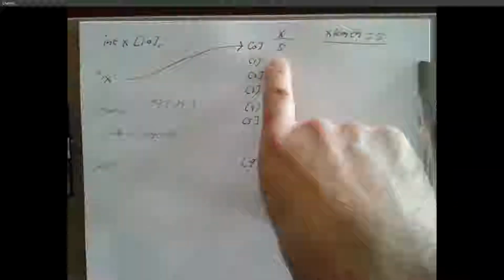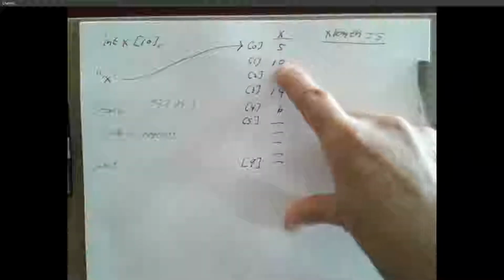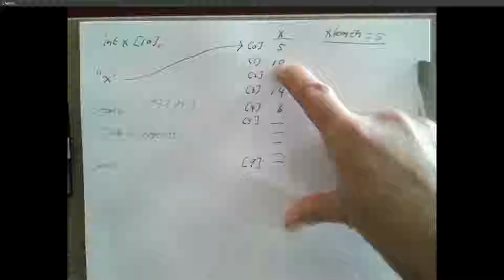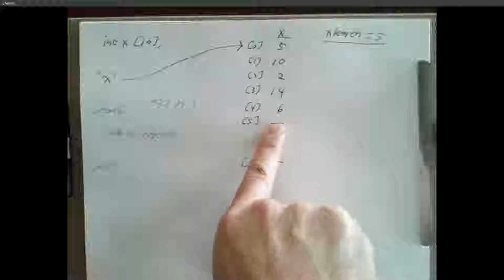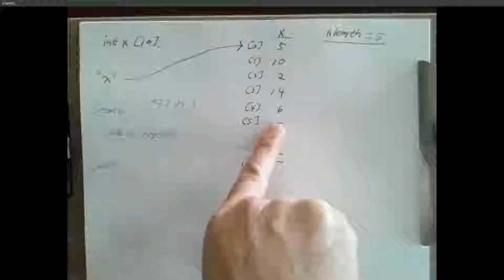Do I want to store it here at element 0? Probably not, because I'm going to wipe out my 5. I can't store it in element 1 because I'll wipe out my 10. So where should I store my 13? How about storing it right here? Right, because that location is unused.